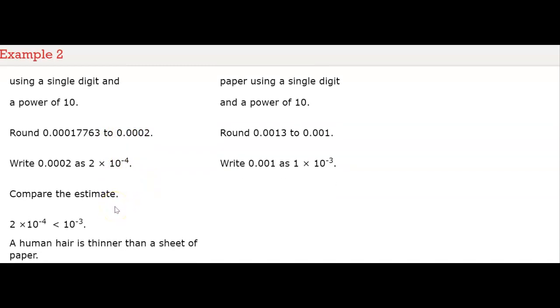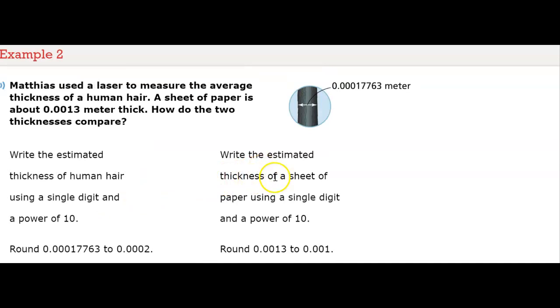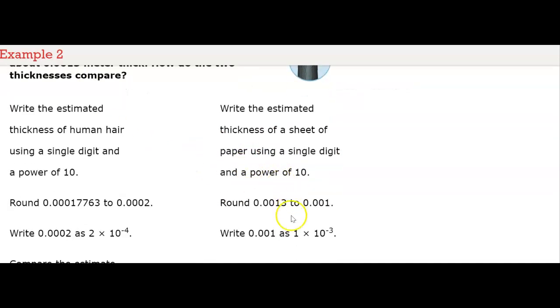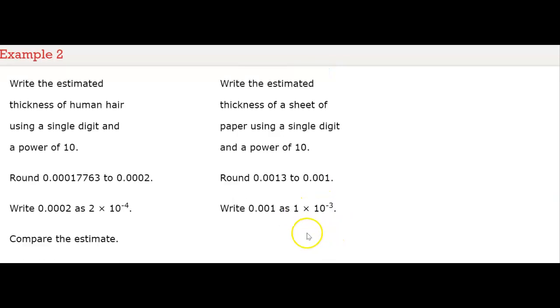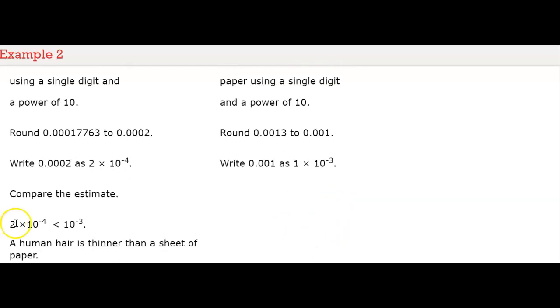So you compare the estimates, but let's look over here first. Now we're going to compare the thickness of the paper. Round to the greatest digit, it's a 1. The 3 is next door, so it stays 1, and then you have 3 zeros, and it's negative. And so 2 times 10 to the negative 4 is less than 1 times 10 to the negative 3. So human hair is thinner than a sheet of paper.